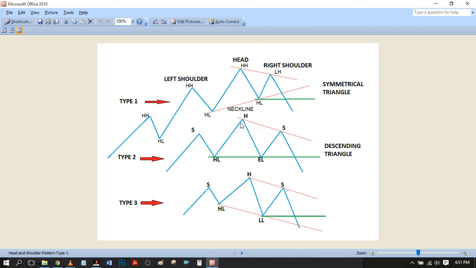All right, now there are different formations that we actually use for reversals, but the most profitable of them all is the head and shoulder pattern. The head and shoulder pattern has been proven to be the best of all the chart formations that tells you that the trend is changing its direction.